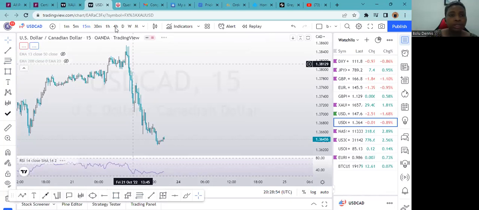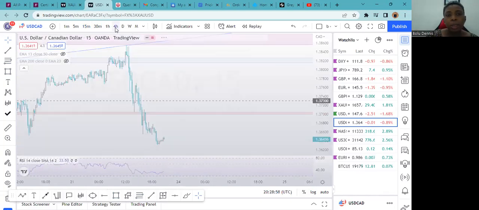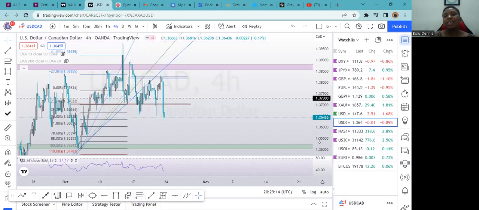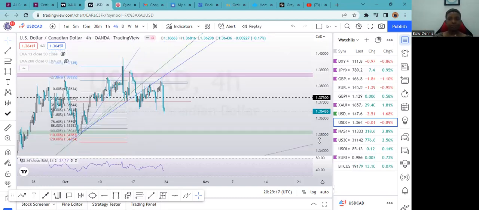USD CAD has been awesome. So I want to, I was just watching this pair. I've been watching this pair, and it's been in a consolidation, and I've just been watching how it has been moving.